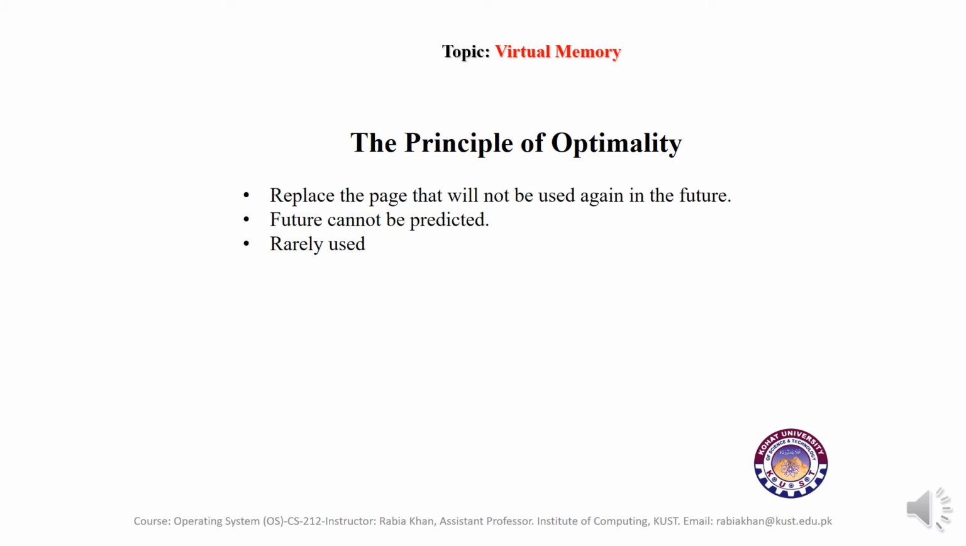Next replacement algorithm is the principle of optimality. It is based on prediction, and prediction is based on the use of a page. If a page will not be used again in future, it gets replaced with the newly coming page. But prediction for the whole demand of pages cannot be made perfectly. Hence, this algorithm is also used rarely.